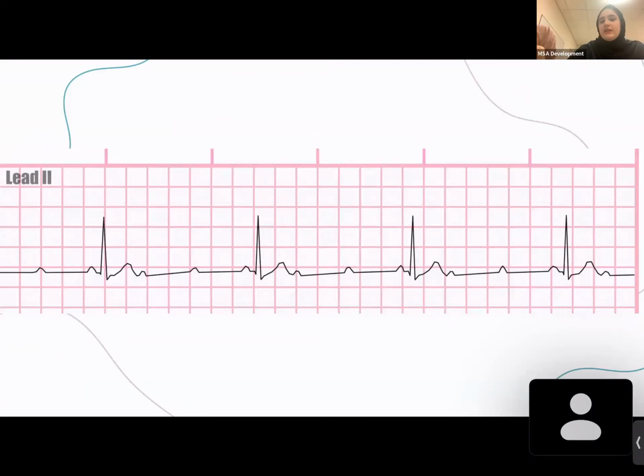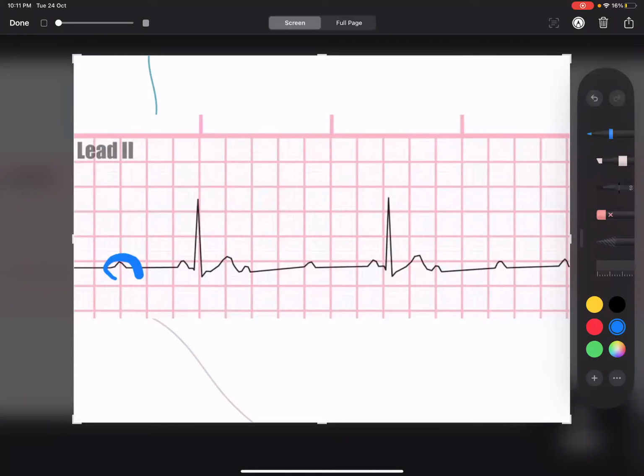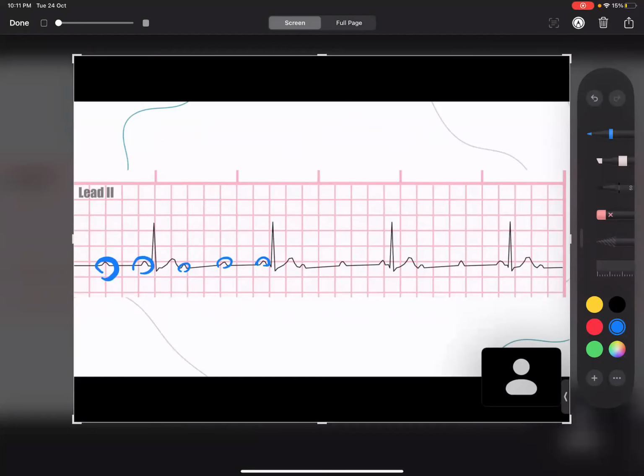So for the third degree, I just want to show you something. What happens is we can see that we have 1, 2, 3, 4, 5. You could see how we have a P and there's no QRS. Then another P, QRST, P, and then no QRS. P, no QRS, P, and then a QRS. So it's very irregular, it's regularly irregular.